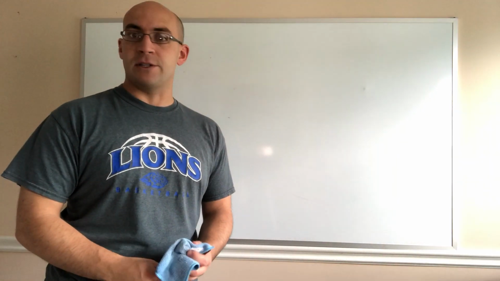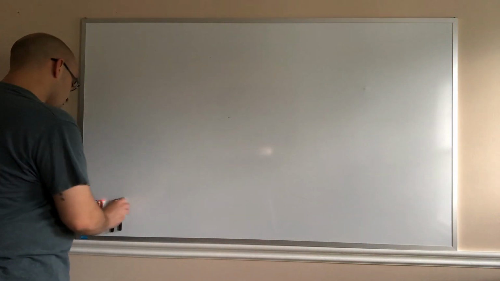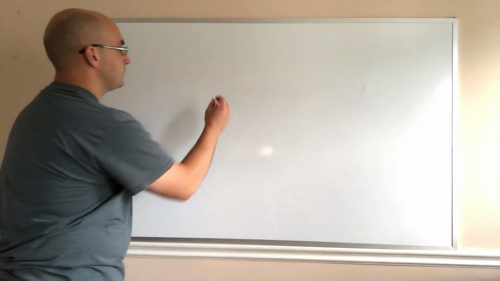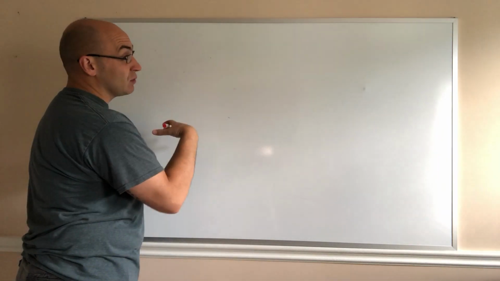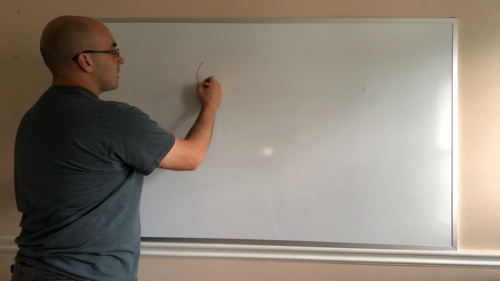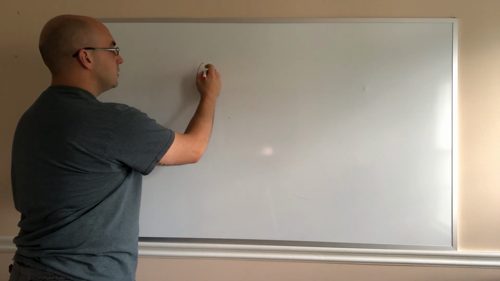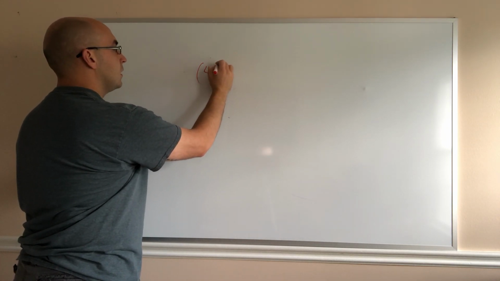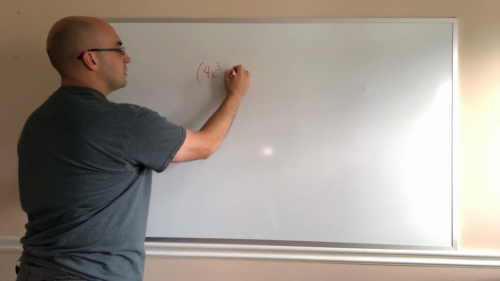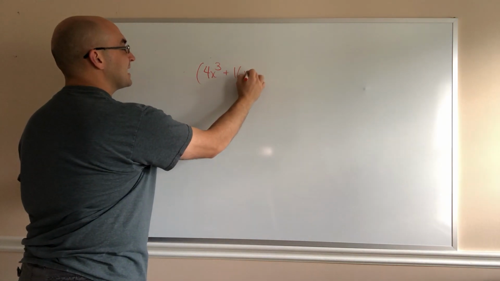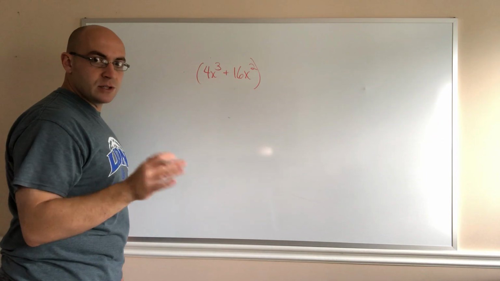Okay. Greatest common factor. I might go really easy. I might go really challenging. What would be the greatest common factor of the binomial? Let's go 4x to the 3rd plus 16x squared. Okay, so that's a little bit more challenging.